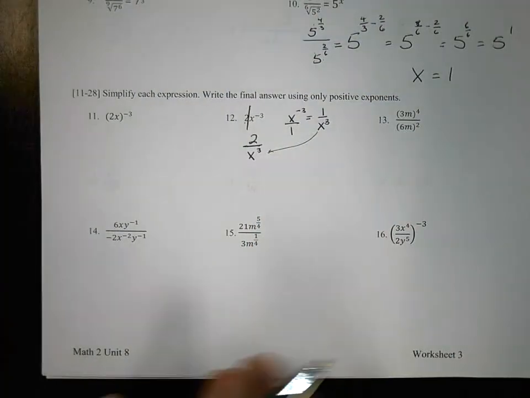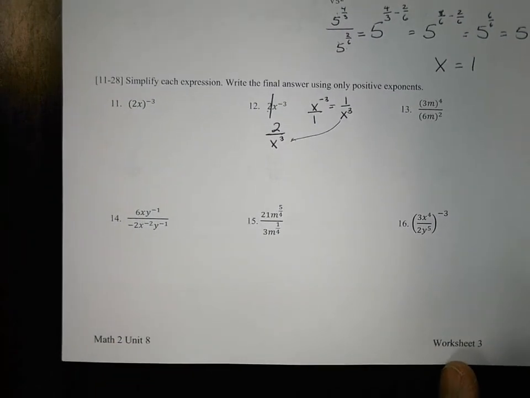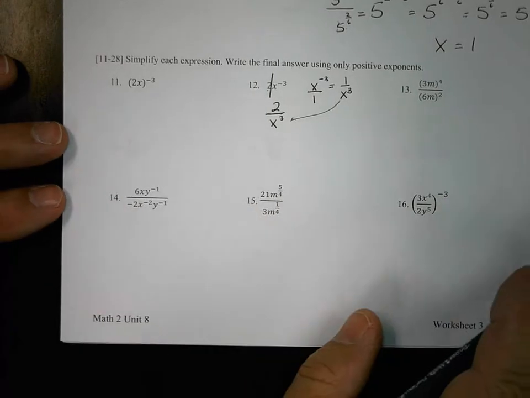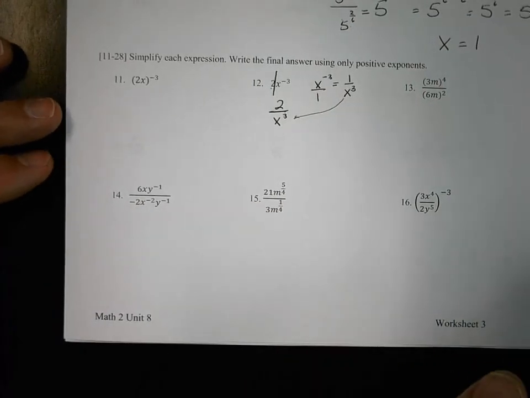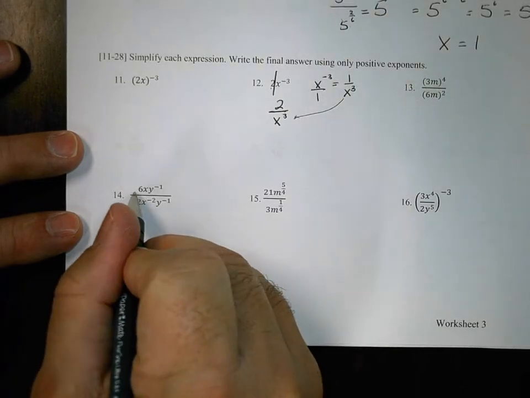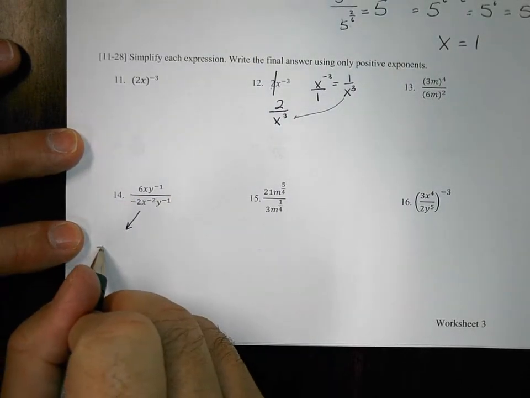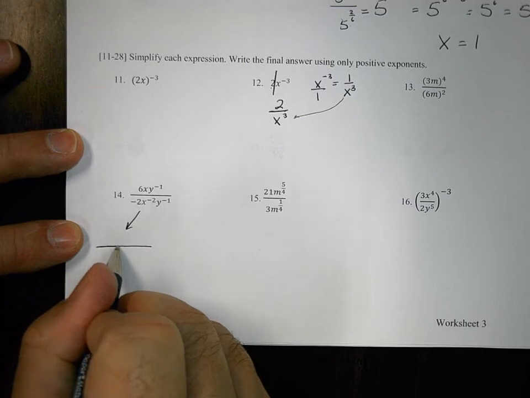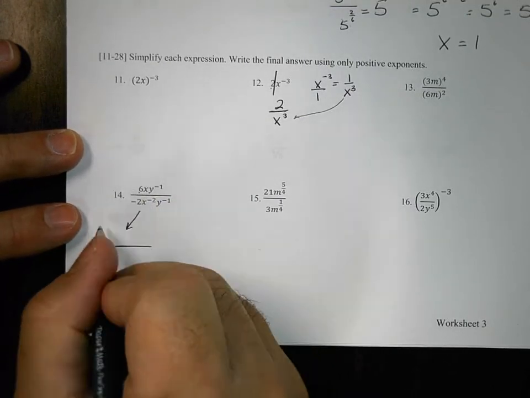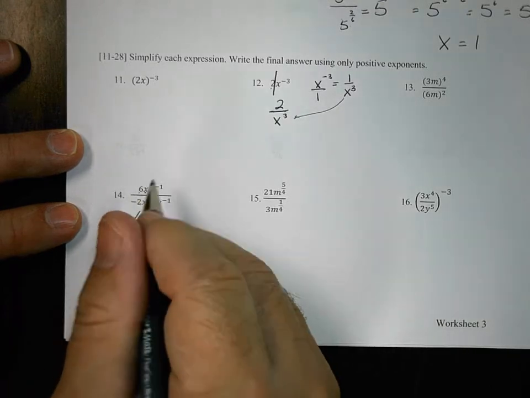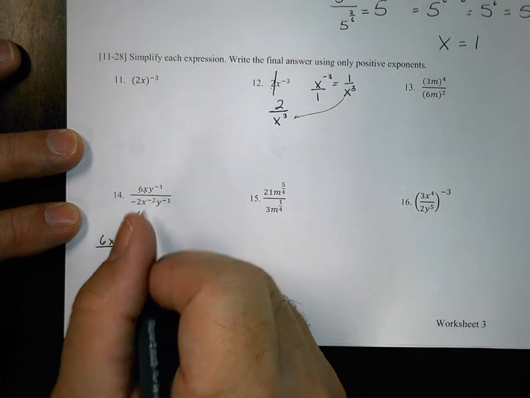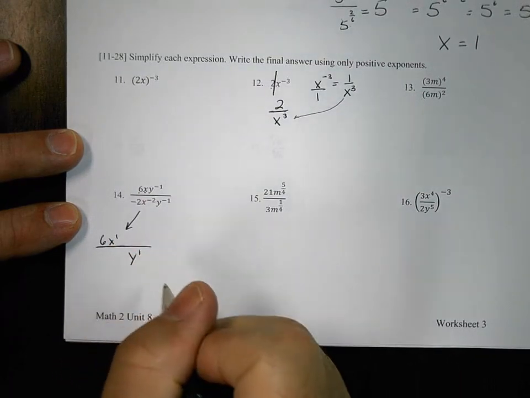All right, number 14. I'm going to solve this in two ways. First, I'm going to solve it by getting rid of all the negative exponents and then eliminating. So I'm going to work from top to bottom. I know I'm going to end up with a division bar, so I put that in. I'm going to work from left to right, top to bottom. So the 6 stays home. The x to the first stays home. The y to the negative 1 goes to the bottom and becomes positive.